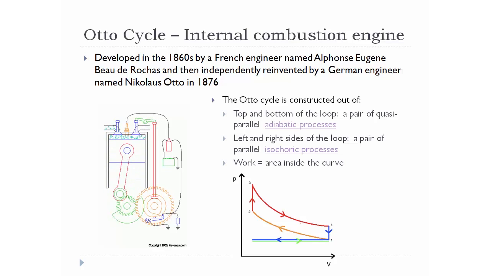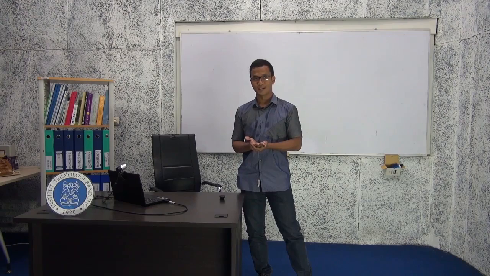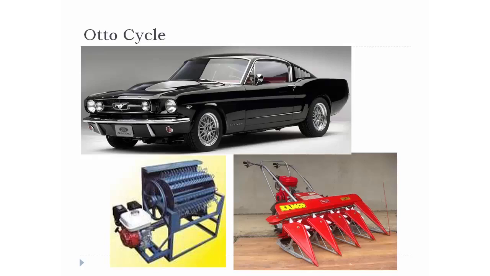This is an example of the Otto cycle. A normal 4-stroke car uses the Otto cycle. The top one, if you watch movies, you'll know it's actually a Ford Mustang. The bottom one is closer to our SETHR friends. It's related to post-harvest, which in Indonesian we call pasca panen.